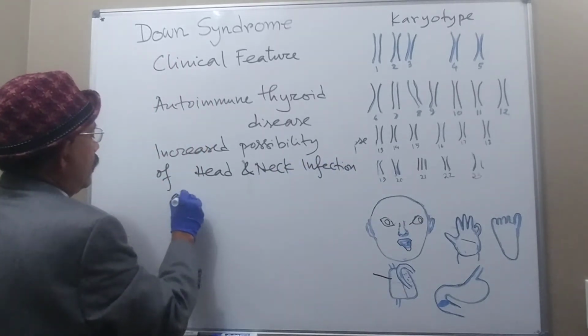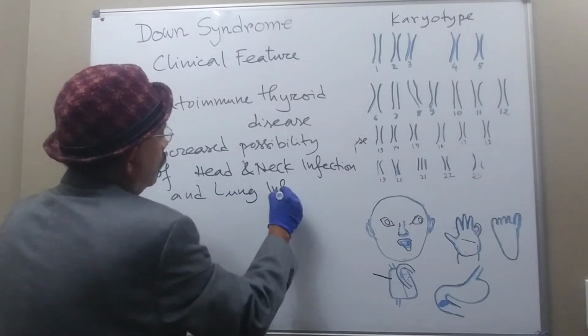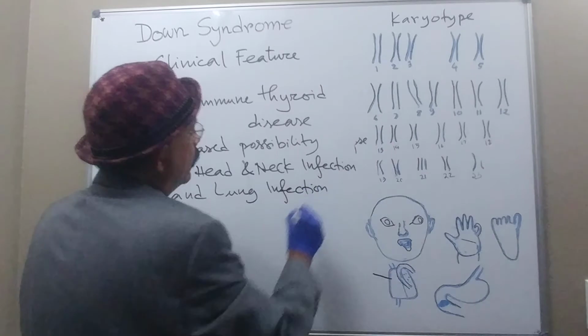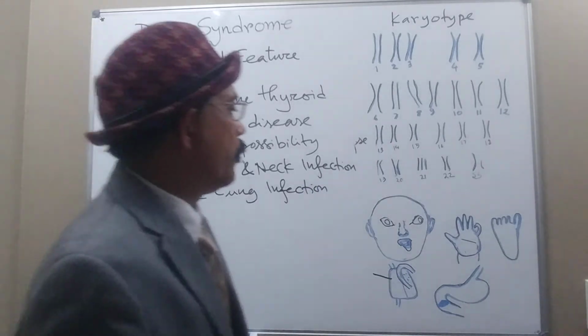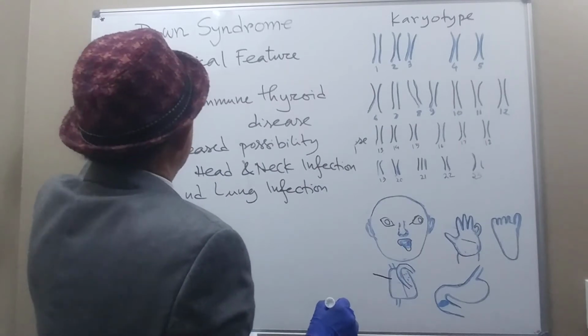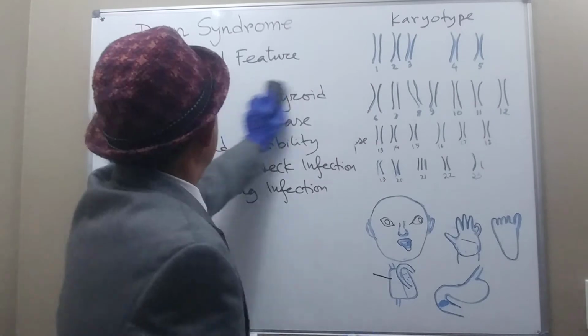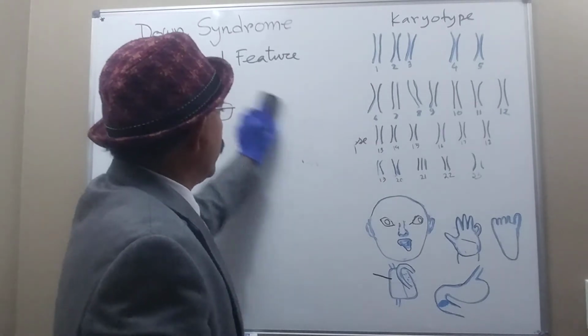And lung infection. There may be more chance to get pneumonia. Lung infection is possible there. You got that. These are the problems in the thyroid and also in the lung. Then what are other clinical findings?